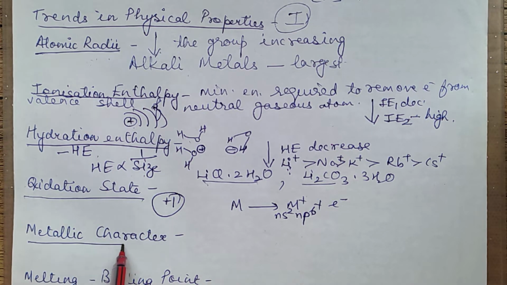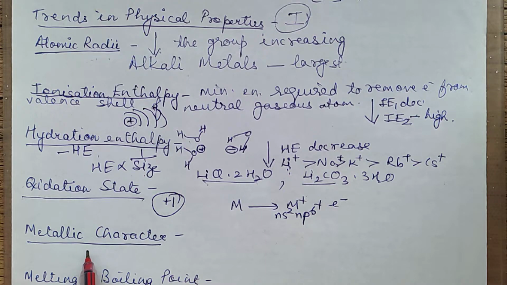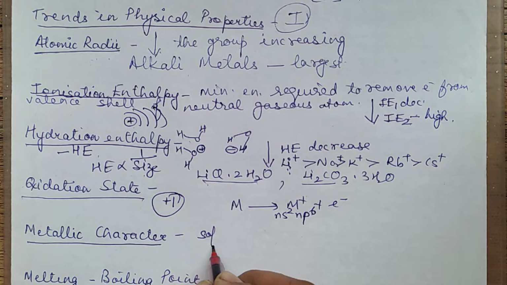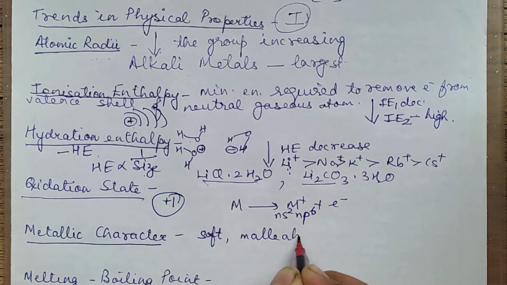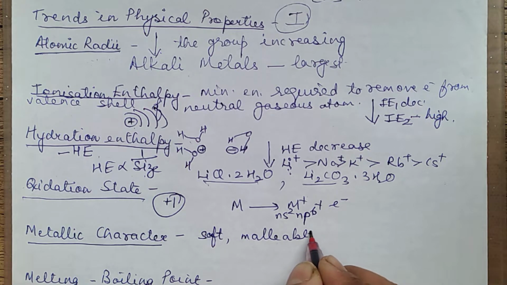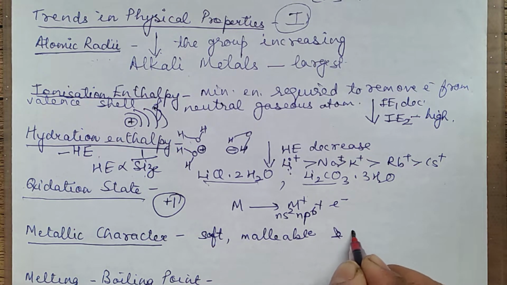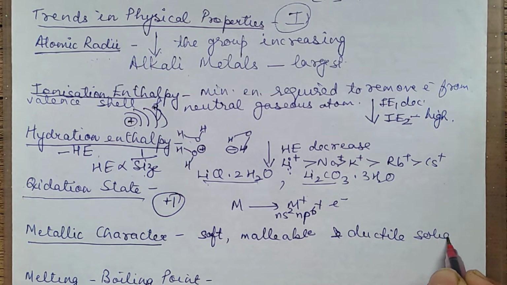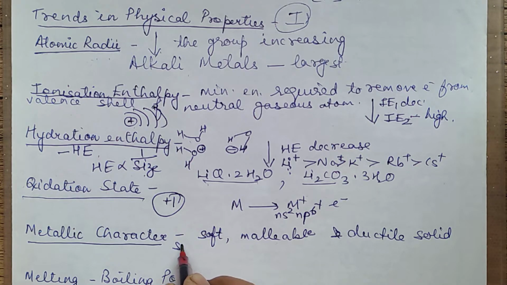Then metallic character. Metals are those which can lose electrons readily. So they are all metals because they have only one electron in the valence shell. We can say that they are soft because they are very large in size. They are malleable and ductile solids. They are very, very soft. They are so soft they can be cut with a knife.